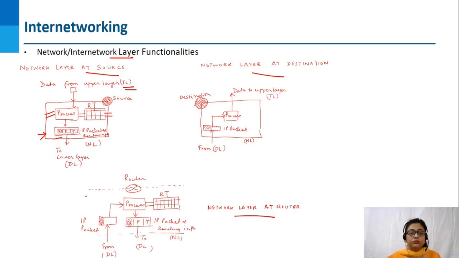Now, what happens at the router? At the router, again, this IP packet from the data link layer comes and it is then processed. After processing with the help of the routing table, it forms the IP packet plus the routing information, and it then passes to the data link layer to the next link. In this case, it is F3. Now, what happens at a destination computer? At the destination computer, from the data link layer, we get this IP packet. Then after processing, it understands that this is the destination and it supplies the data to the destination computer, and the data goes to the upper layer, in this case the transport layer.